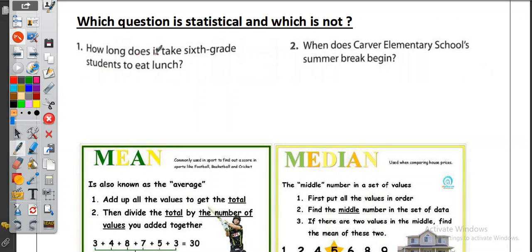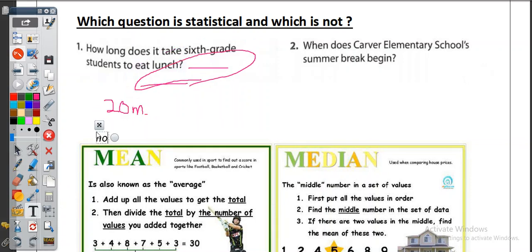Now, how long does it take the 6th grade student to eat their lunch? What is your break? The break is 20 minutes. So, does it have different answers? No. The lunch break is 20 minutes. So, it is one answer for this question. So, it is not statistical.